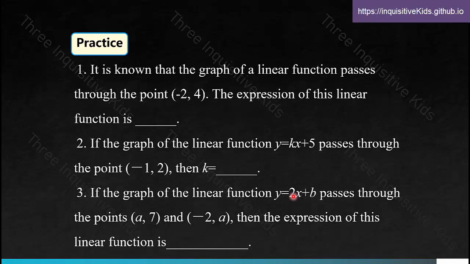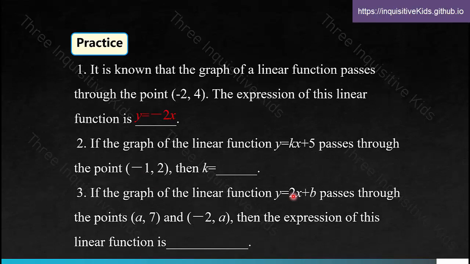Well, the general steps are still the same, right? You first set that unknown expression as y is equal to kx or mx plus b. And then you substitute the given coordinate pair in. You'll get y is equal to negative 2x.